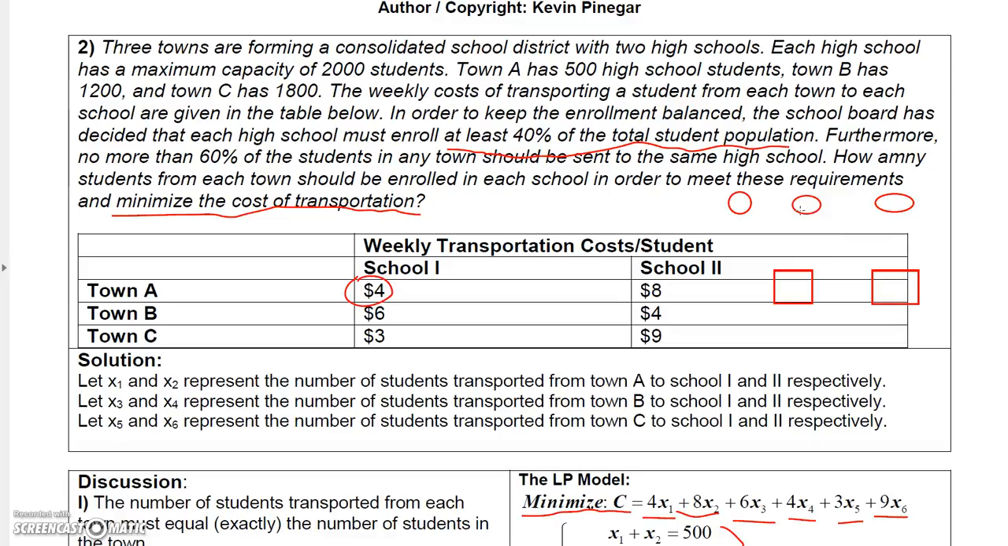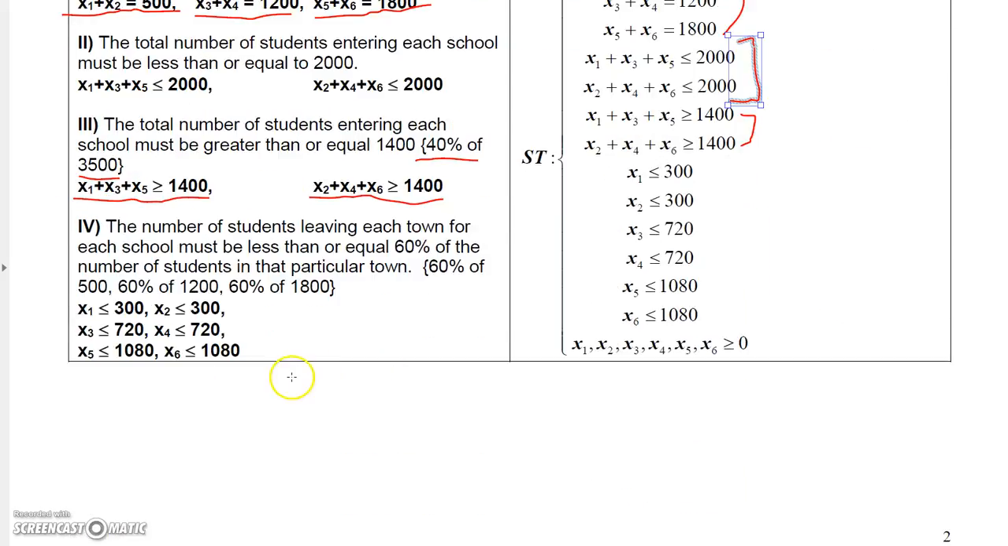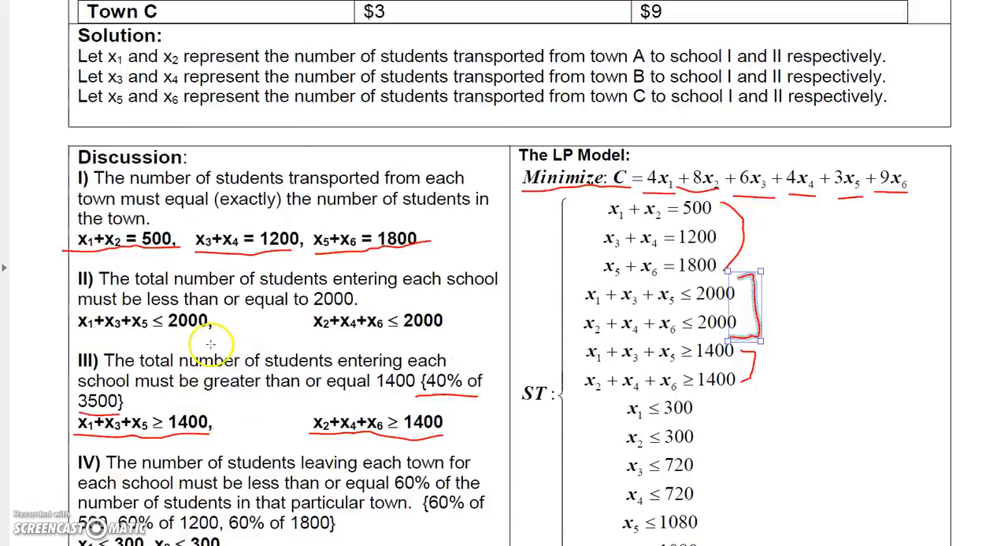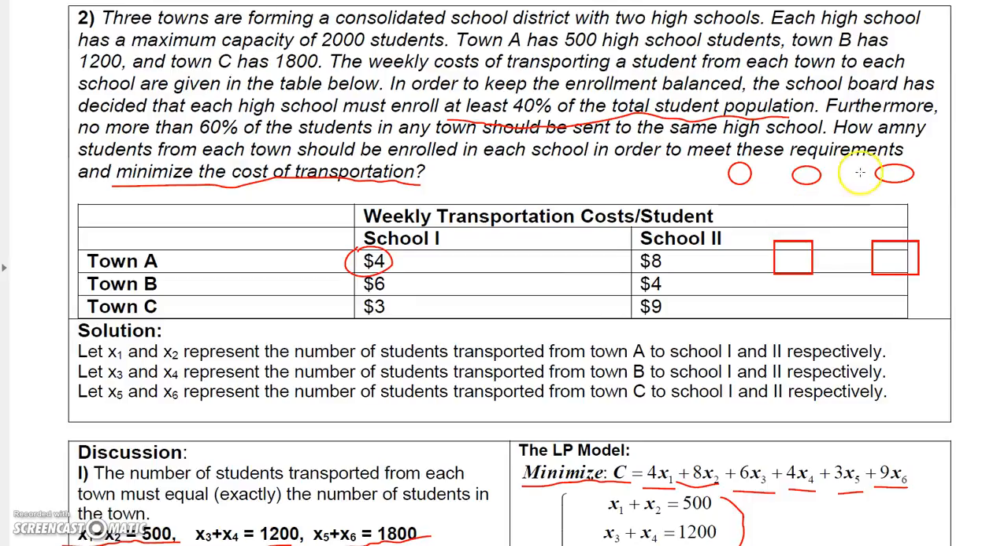So no more than 720 can go from town B to school 1, and no more than 720 can go from town B to school 2. So x3 and x4 must be less than or equal to 720. And then finally, town C has 1,800 students, and 60% of 1,800 is 1,080.